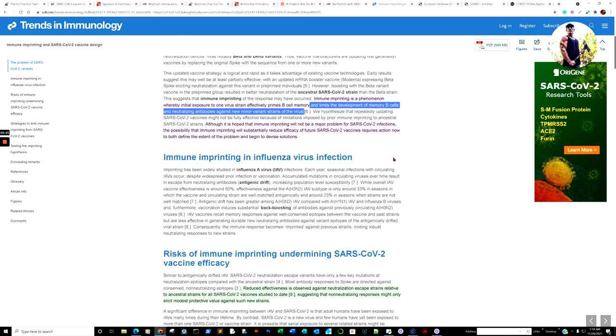I'll reiterate, immune imprinting is a phenomenon where initial exposure to one virus strain effectively primes B cell memory and limits the development of memory B cells and neutralizing antibodies against new minor variant strains of the virus. Although it is hoped that immune imprinting will not be a major problem for SARS-CoV-2 infections, the possibility that immune imprinting will substantially reduce efficacy of future SARS-CoV-2 vaccines requires action now to both define the extent of the problem and devise solutions.